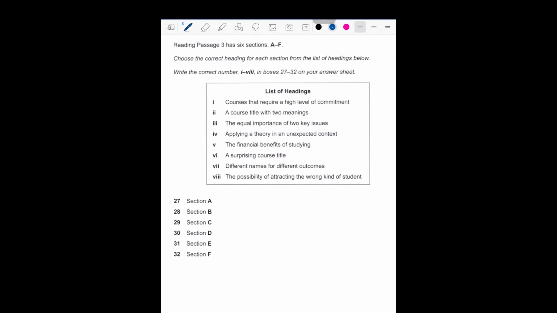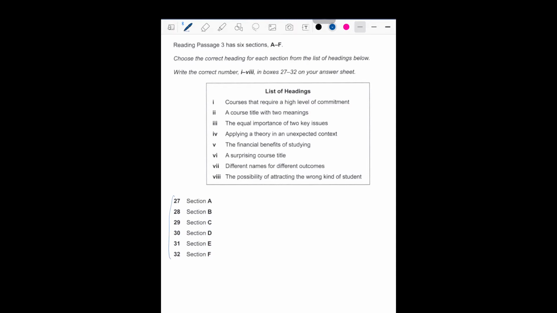There will be six questions here. However, there will be 8 choices, which means 2 of them will never be chosen. The first paragraph is not chosen for you, unluckily. So let's take a look.